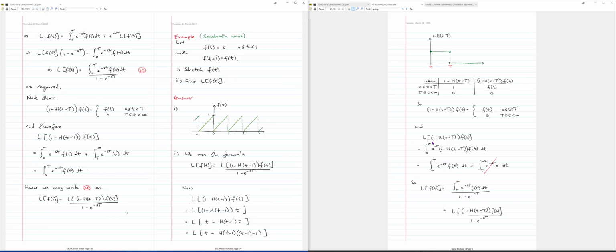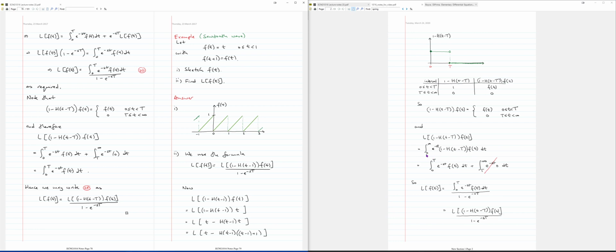So I'm taking the Laplace of this expression, 1 minus Heaviside times small f, but this function is piecewise defined. I use the definition of the Laplace transform, which means the exponential e to the minus st times my function inside my square brackets. I'm integrating between 0 and infinity, but this function has two types of behavior, one from 0 to big T and one from big T to infinity.